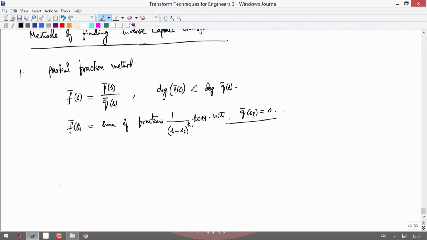Okay. If such is the case, we can easily evaluate, because we know that the Laplace inversion of 1 by s minus a is e power a t as a function of t. This is simply e power a t, because if you find the Laplace transform of this, you will see that it is 1 by s minus a. Okay.